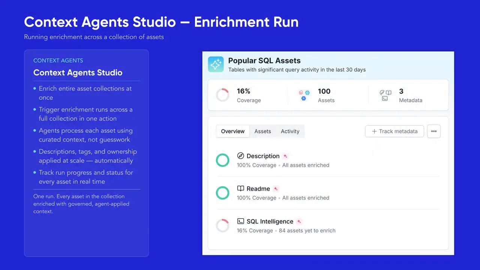The second layer is Context Agent Studio. It enriches that metadata at scale from actual usage signals: query history, lineage, BI usage patterns. Agents analyze the full context of an asset, how it's structured, how it's queried, what business terms are linked to it, and then populate missing descriptions, surface popular joins, extract common filters, and map foreign key relationships. The metadata your agents need doesn't have to be hand authored from scratch.